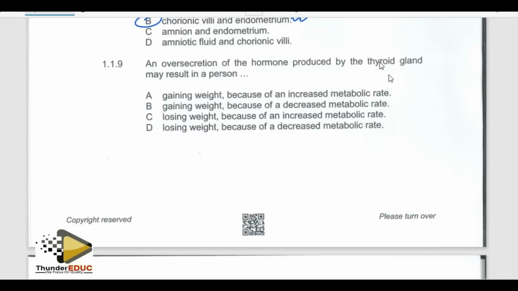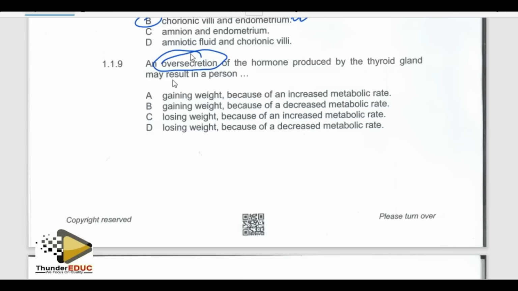So you have to know that. Yes. So they're asking the effect of thyroxine when it is over secreted. Don't forget that you have what you call under secretion and over secretion. So in this case it is over secretion.